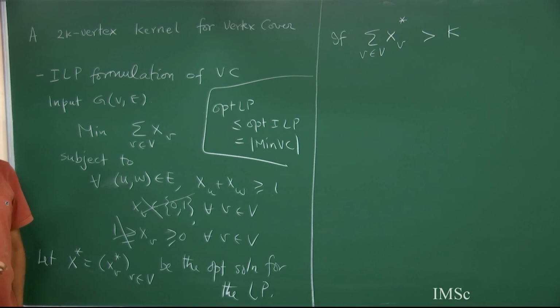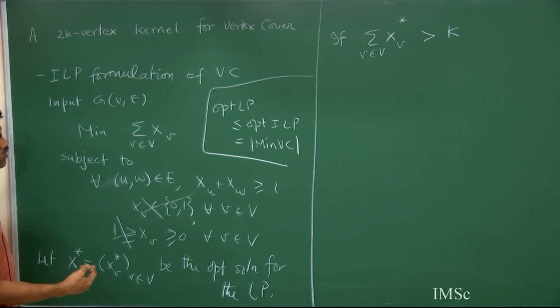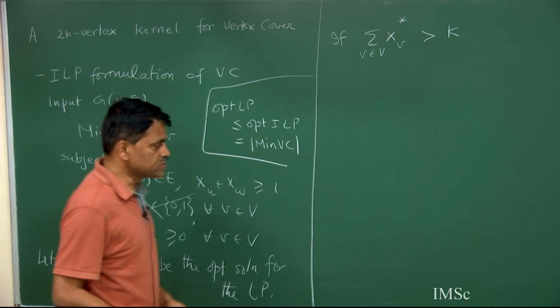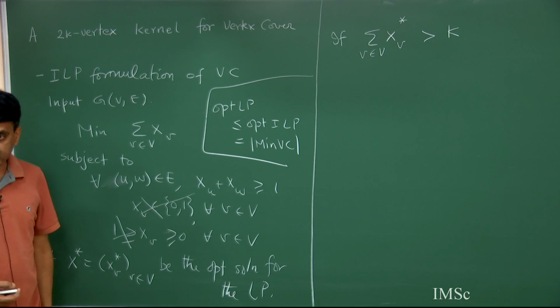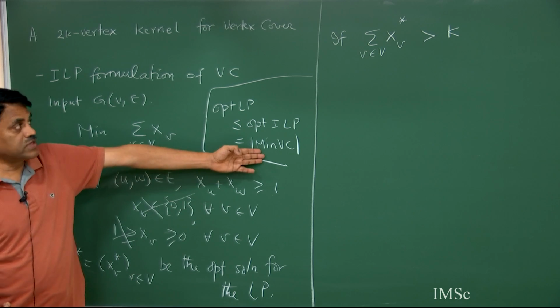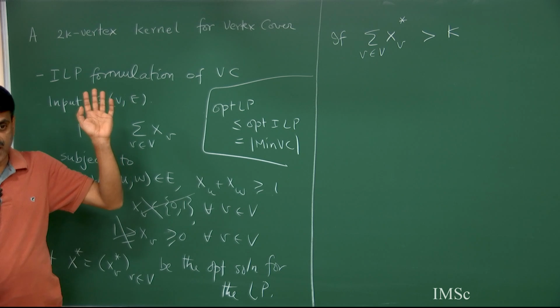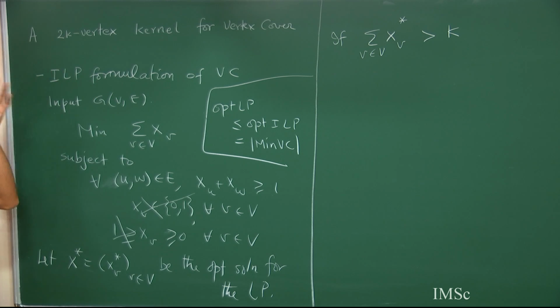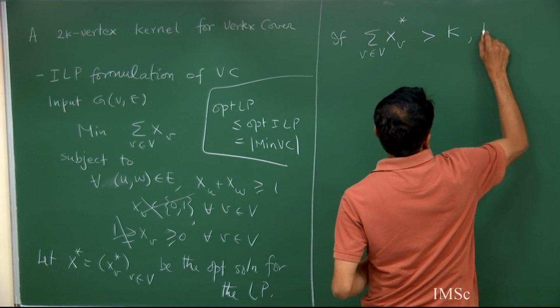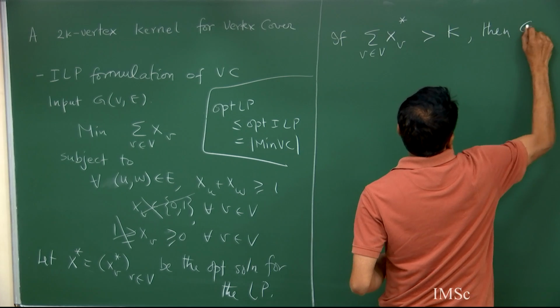Okay. So now if the opt of the LP value is bigger than k, what does that mean? That means the minimum vertex cover size is bigger than k. And I am after a vertex cover of size at most k. So I can stop and say no, right? Then G is a no instance.